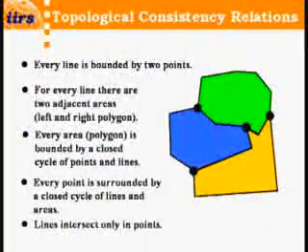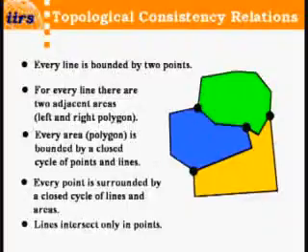Just to give you an example, every line is bounded by 2 points. So for every line there are 2 adjacent areas, 1 and 2. Then every area is bounded by a closed cycle of lines. So this way. Then every point is surrounded by a closed cycle of lines and areas. So you can see this is the way.